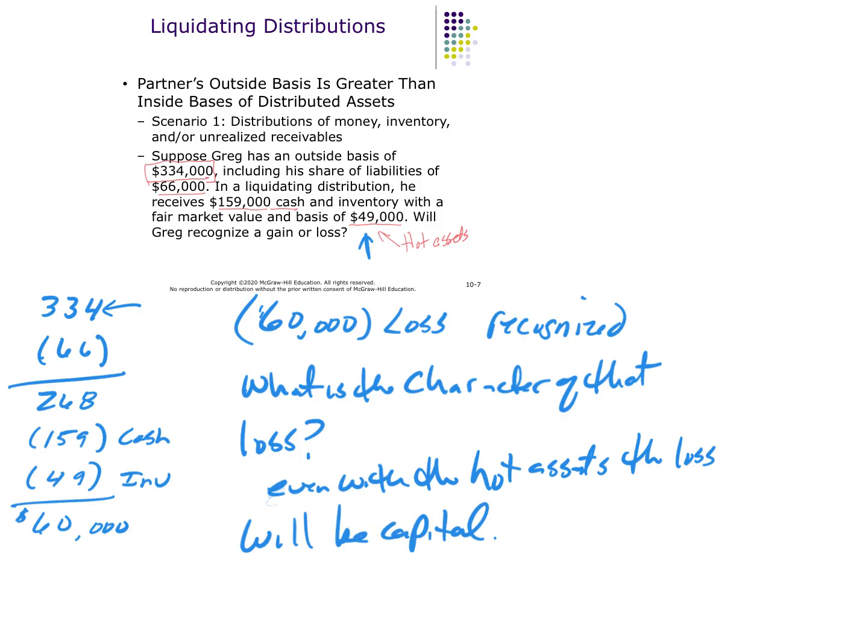Because the tax code is not in favor of turning a capital loss into an ordinary loss. All right, so remember that he got inventory distributed to him, okay? So if he sells that inventory within 5 years, it will generate ordinary income. After 5 years, it will generate a capital gain.